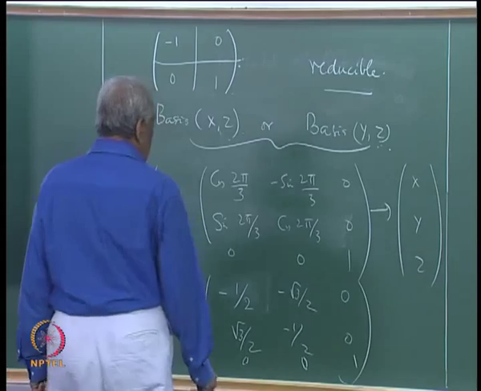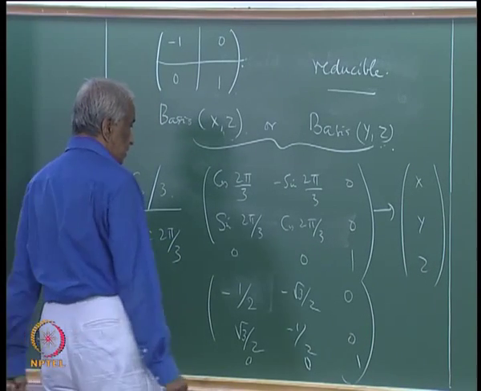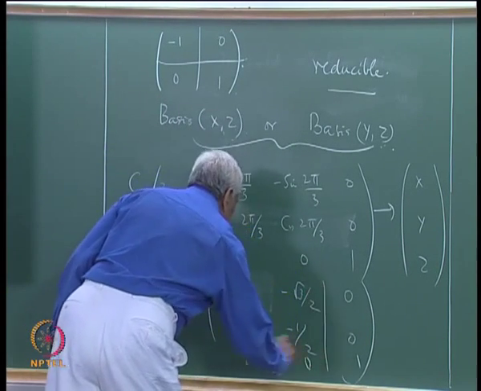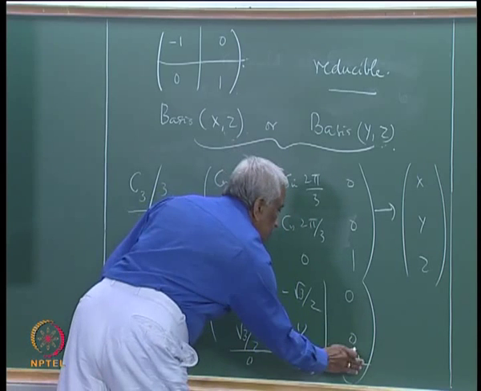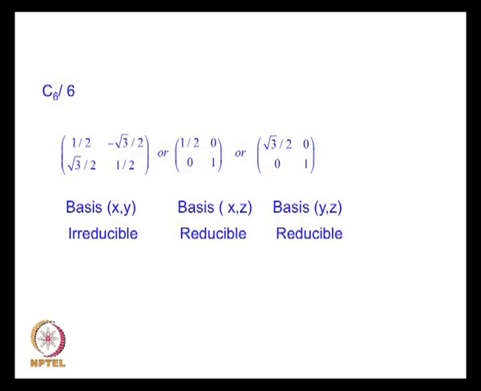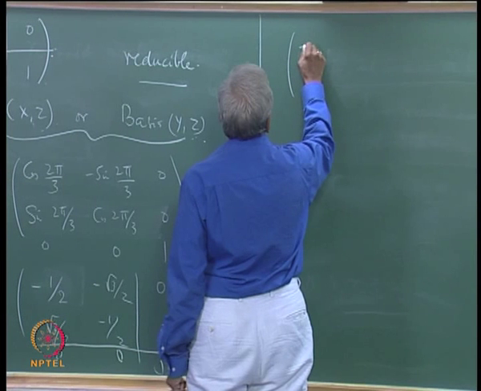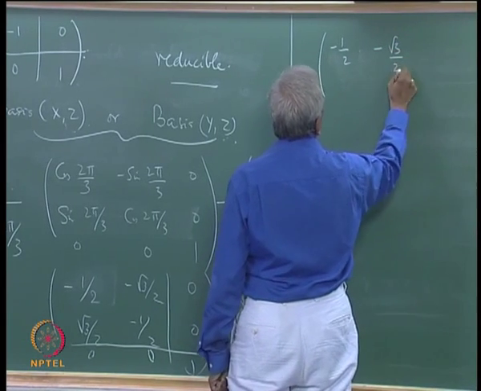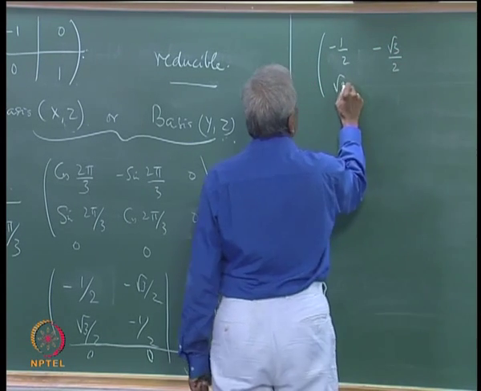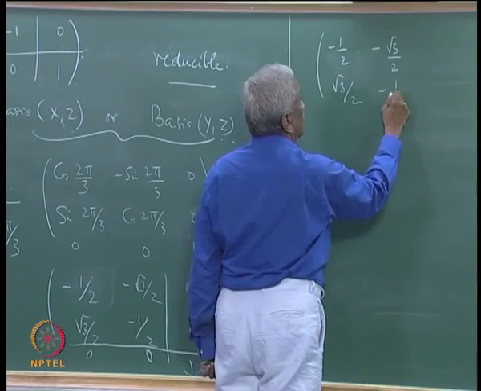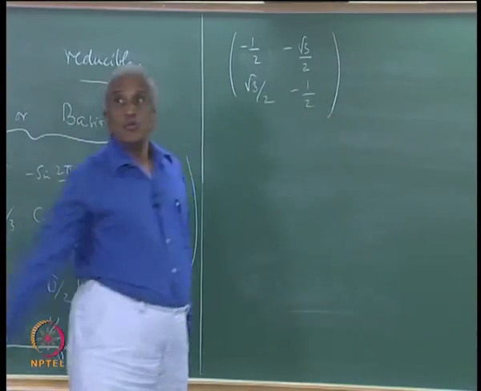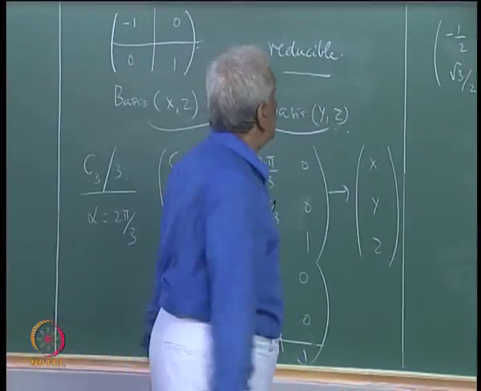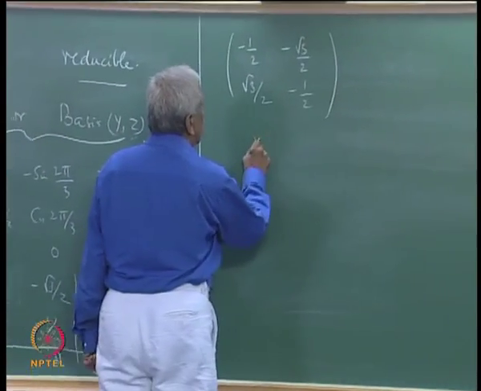So, we have the possibility, depending on which representations we choose, we can partition this matrix like this. So, this can be a two dimensional representation for the C3 rotation about the z axis. So, it can be minus half, minus root 3 by 2, root 3 by 2, minus half. That would be a two dimensional representation for the basis x y.